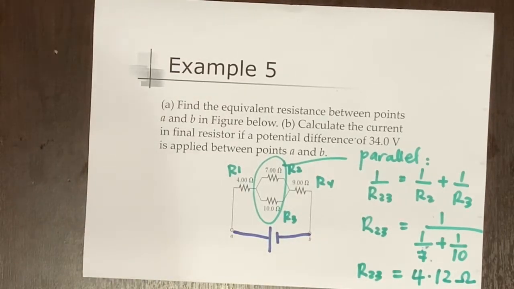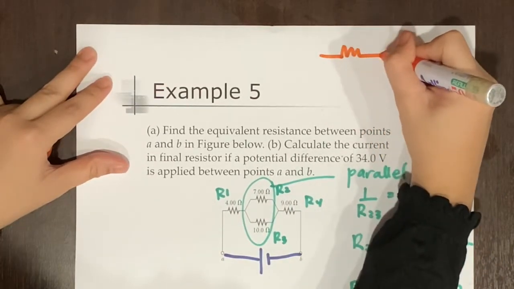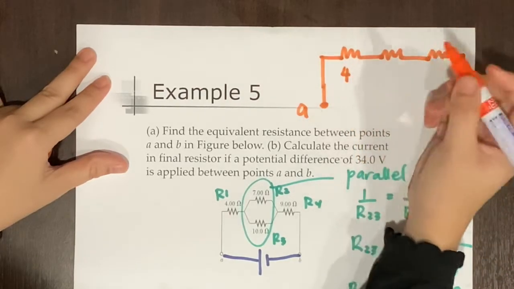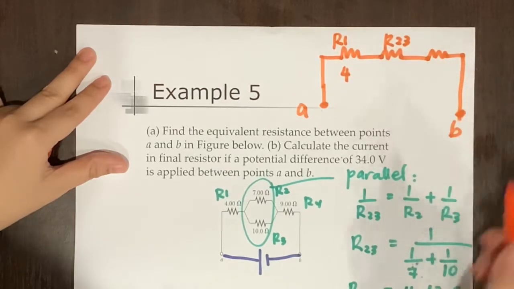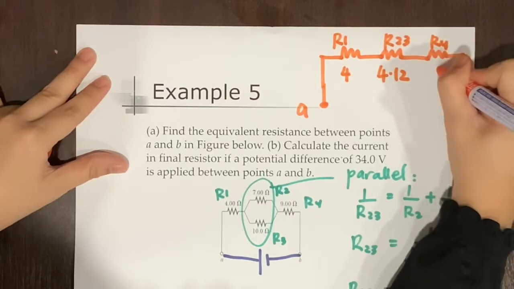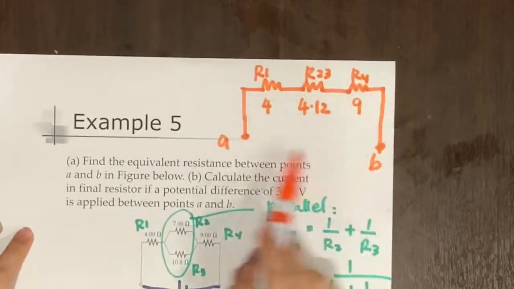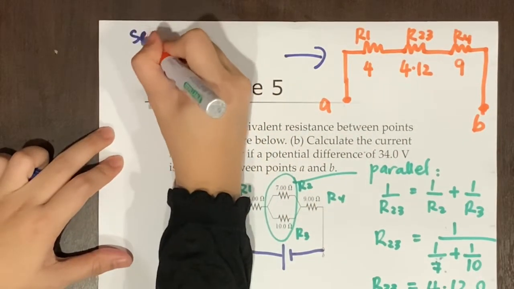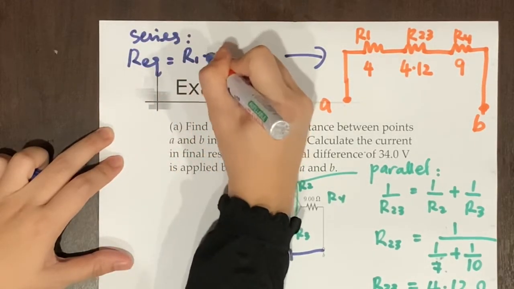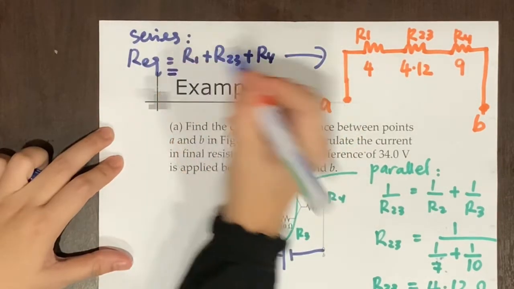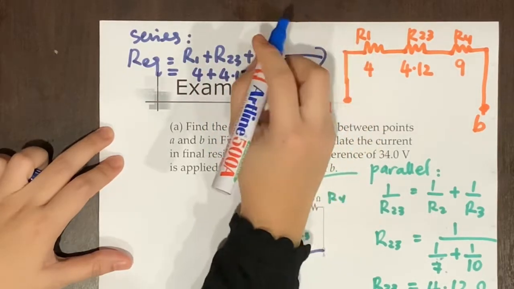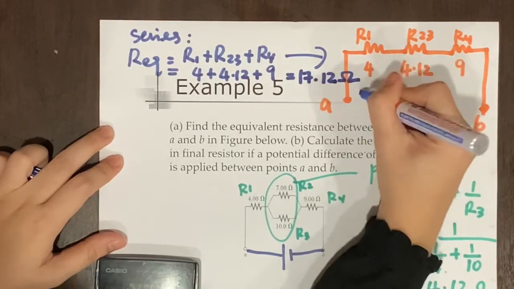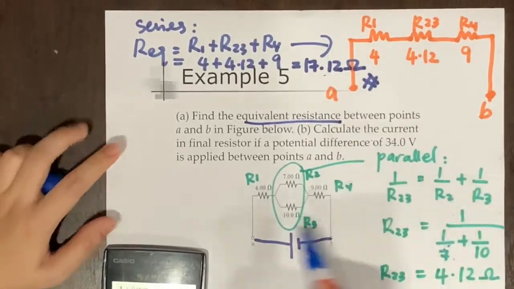So you will draw a simplified circuit. You will get this kind of circuit. Here will be 4 ohm, which is R1. Here R23, which is 4.12. Here will be R4, which is 9 ohm. So it becomes what? A series circuit, right? The series equation is R equivalent is equal to R1 plus R23 plus R4. So 4 plus 4.12 plus 9 is 17.12 ohm. So this is the equivalent resistance for this circuit.